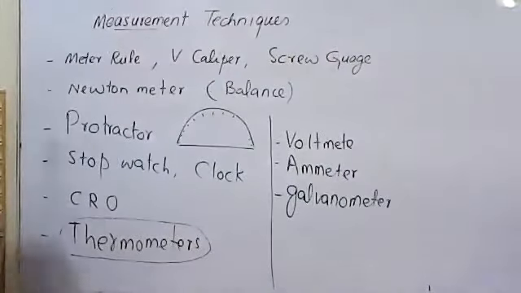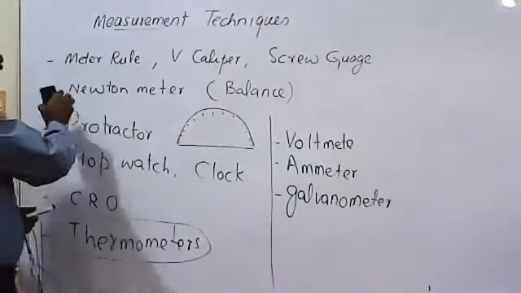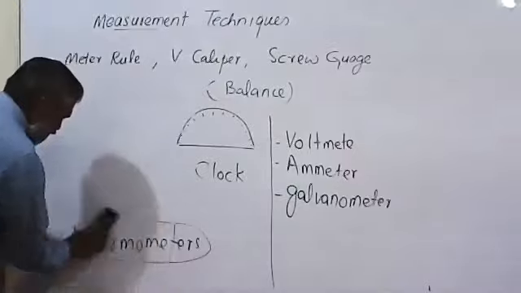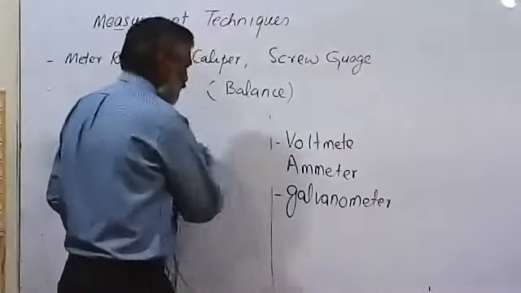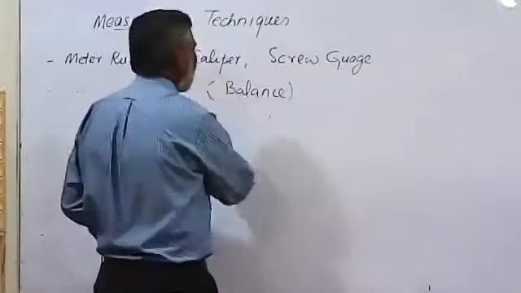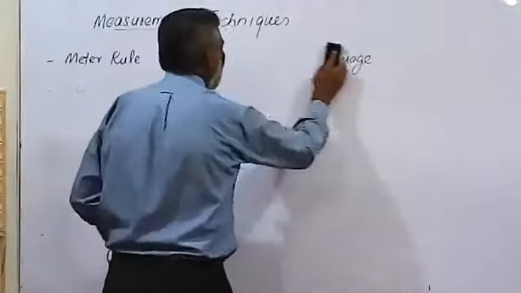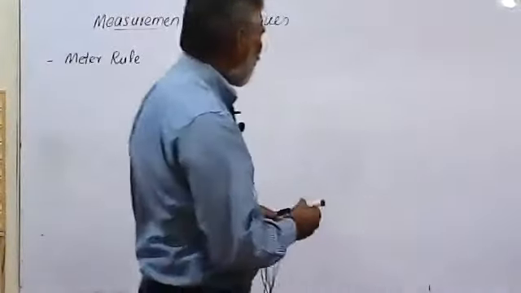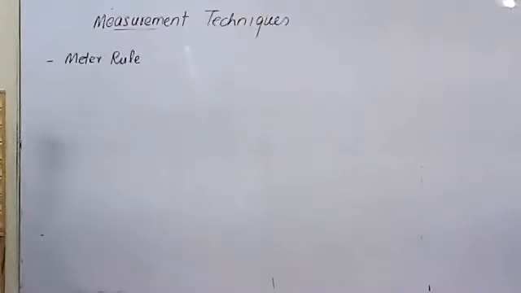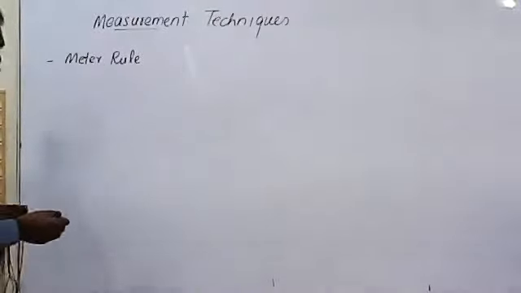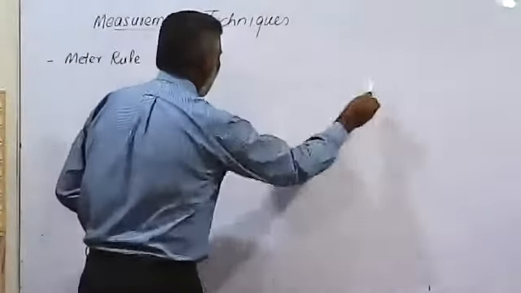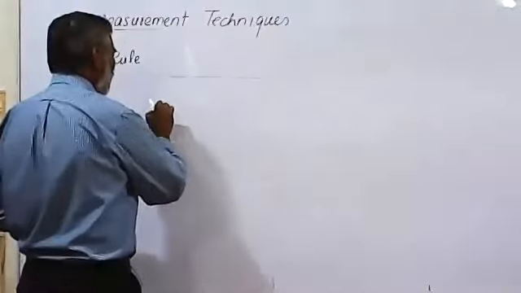Let's start from the very first instrument that I have mentioned here, and then we'll take care of the remaining instruments one by one. Measuring length is therefore our very first topic of interest, and meter rule is therefore the first instrument that we need to understand and discuss. A meter rule is the most commonly used instrument and perhaps the simplest of all of them to use.